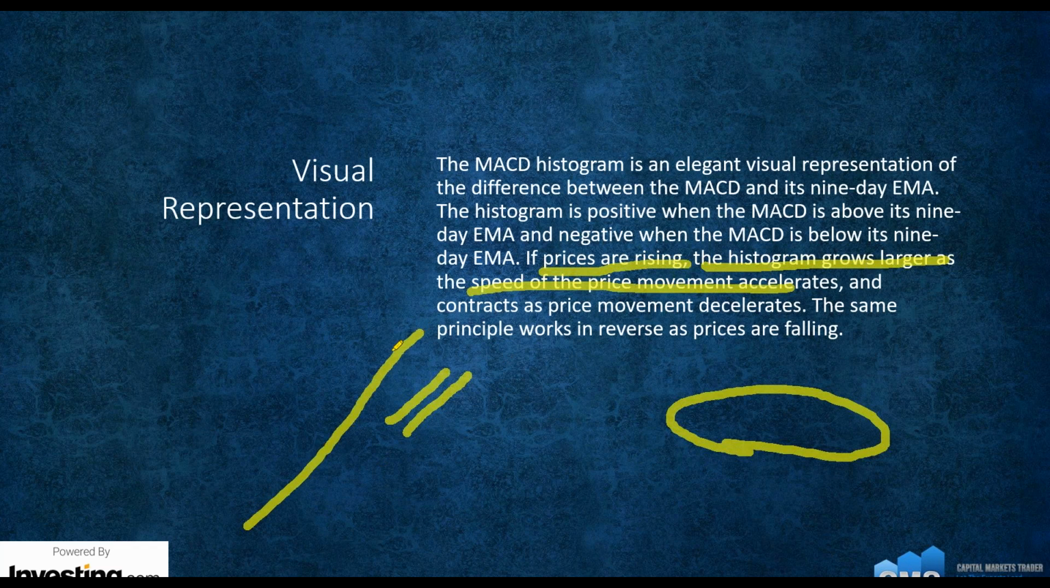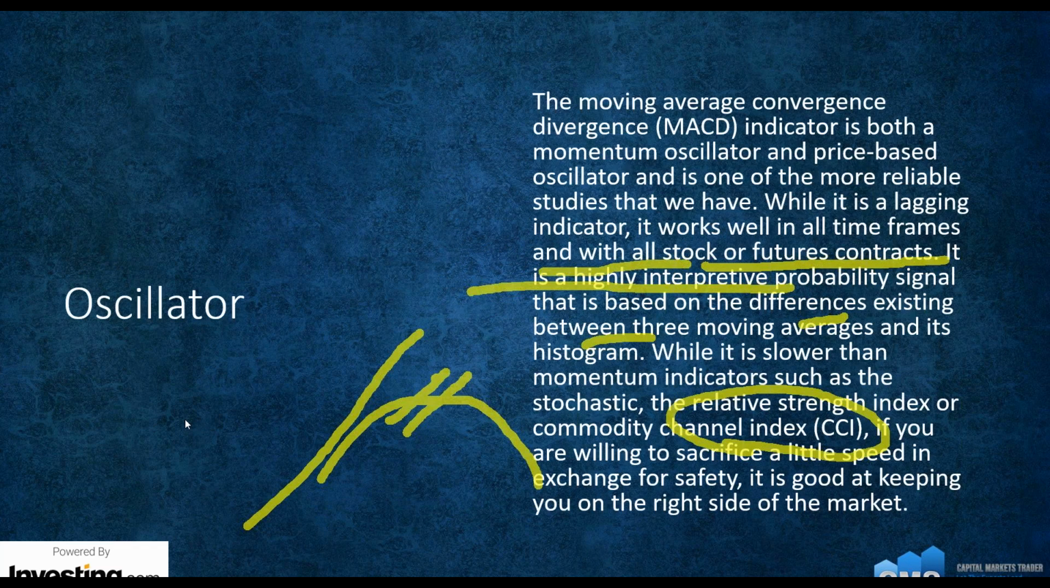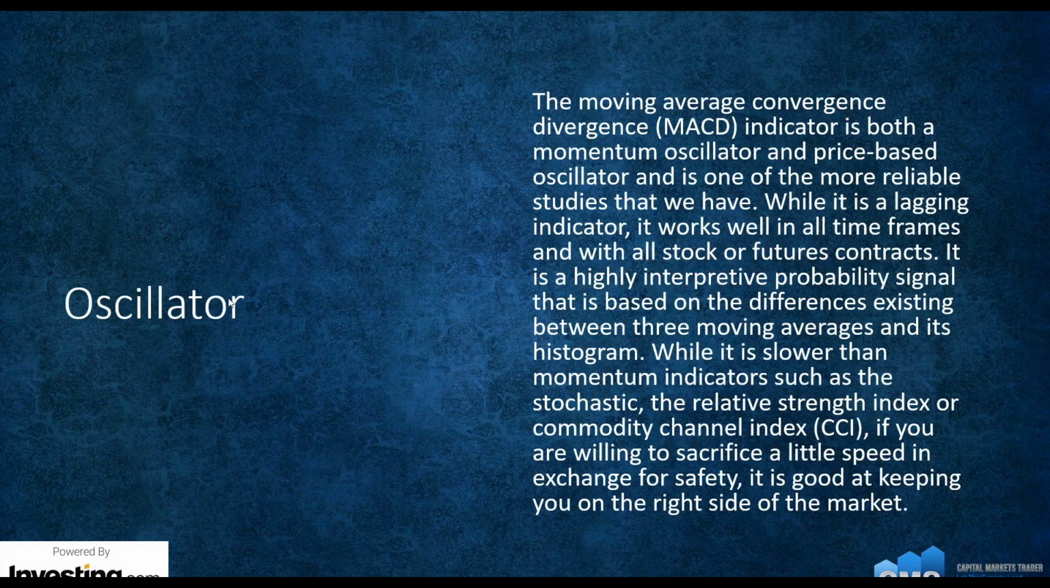So the price movement is accelerating up on the charts. And if we see this huge peak or this huge rise, this is where we would see the overbought or oversold condition. The same principle works in reverse as the markets decelerate. So the moving average convergence and divergence indicator is both a momentum oscillator and a price-based oscillator, one of the more reliable studies that we have.